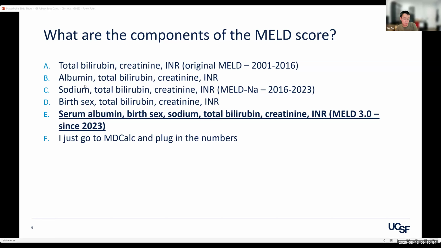we are now in the third version of the MELD score. And I think this is something that you just have to remember now, because it is quite important. And you may wonder, why do we have three versions of the MELD score?